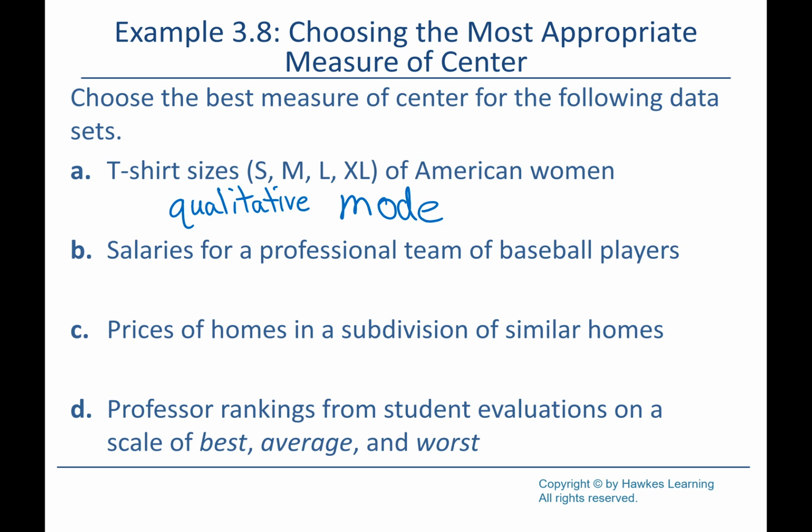On B, we have salaries for a professional team of baseball players. On this one, salary would be quantitative. So then we have to think about, would we expect there to be outliers in our data? So the idea here is that on a professional sports team, sometimes you have star players and they make way more money than anybody else on the rest of the team. So in that case, their salary would be an outlier. So here we have quantitative data and we have potential for outliers. So in that case, we shouldn't use the mean because the mean will be messed up by those outliers. So instead, we should use the median.